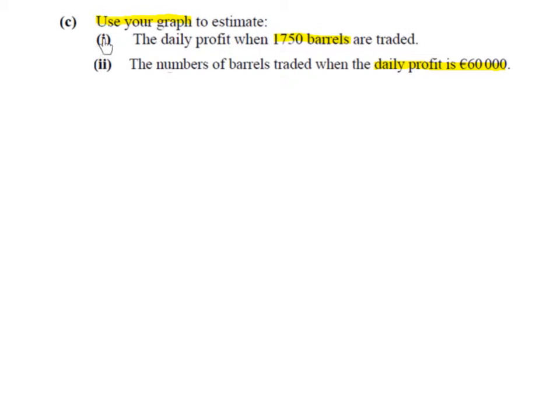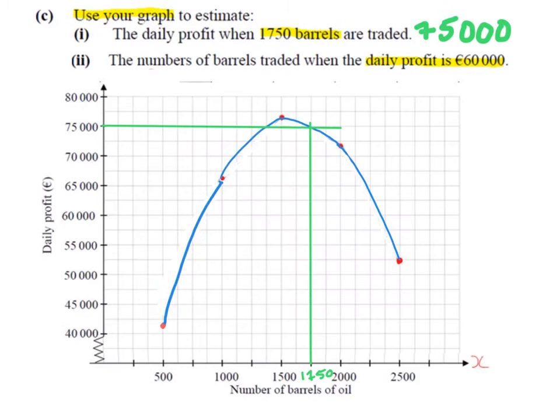Part C, use your graph to estimate the daily profit when 1,750 barrels were traded, and the number of barrels traded when the daily profit is €60,000. So what we do is we go to 1,750 on our x-axis, which is about here. We draw a line straight up with our ruler until we touch our graph, and then we draw a line straight across until we get to our y-axis or our P-axis. So we get to 75,000.